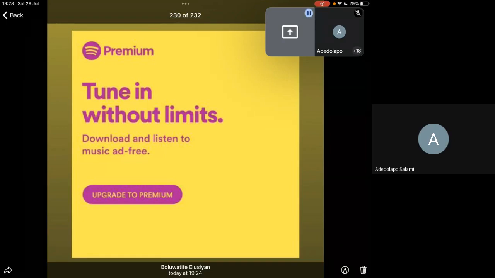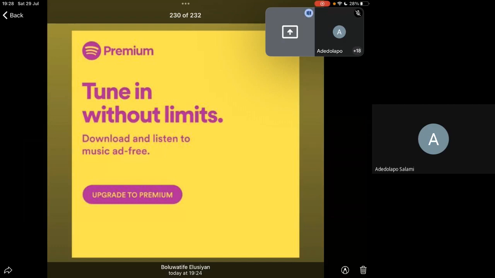Now, what are the elements they apply? Look at the hierarchy, look at the contrast. Listening without limits. That's like their selling point. That's the whole point of the design. So they're saying listening without limits. When you see that, you think, oh wow, so I can actually listen without getting this annoying ad. And so when they see that, their eyes are now guided.